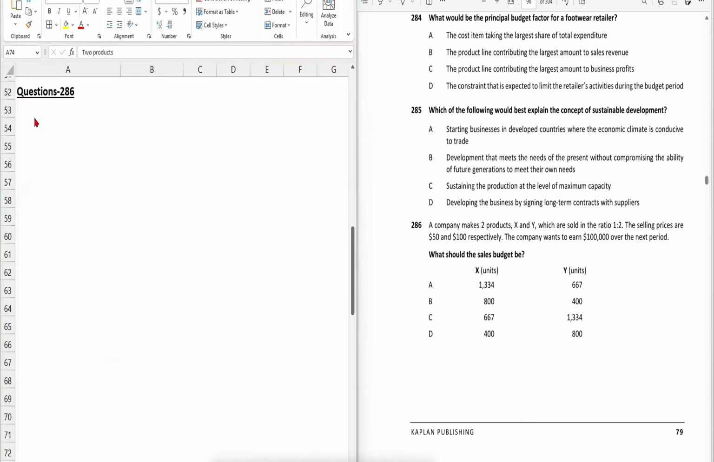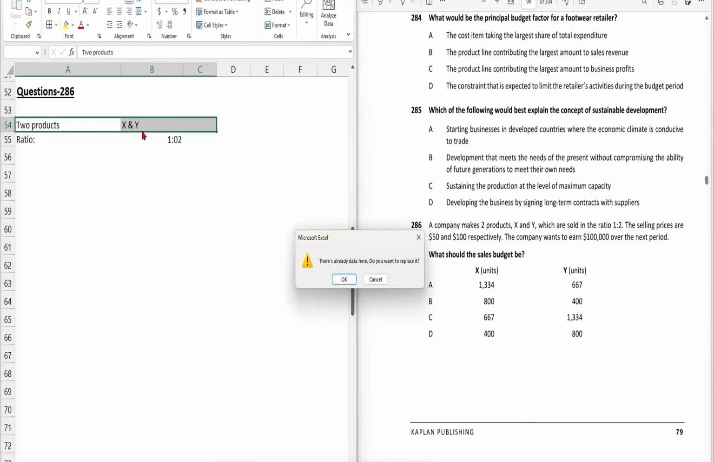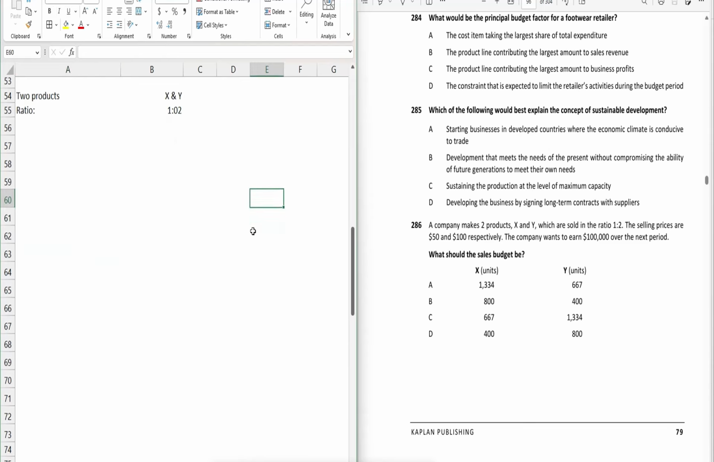The company is selling two products, X and Y, right? But they don't provide us the quantity in which these products are sold. Instead of that, they provided us with the ratio, that both of these products are sold in the ratio of 1:2, right? And it also says that the company wants to earn 100,000 by selling these two products. So what should the sales budget be? The question is asking for the quantity of both of these products, X and Y.